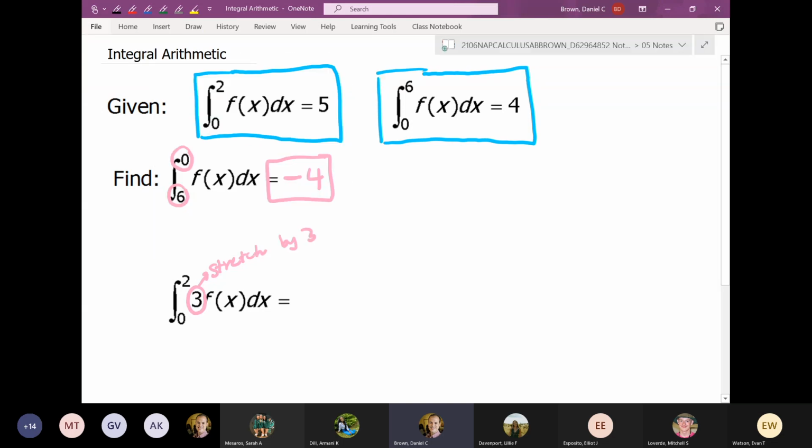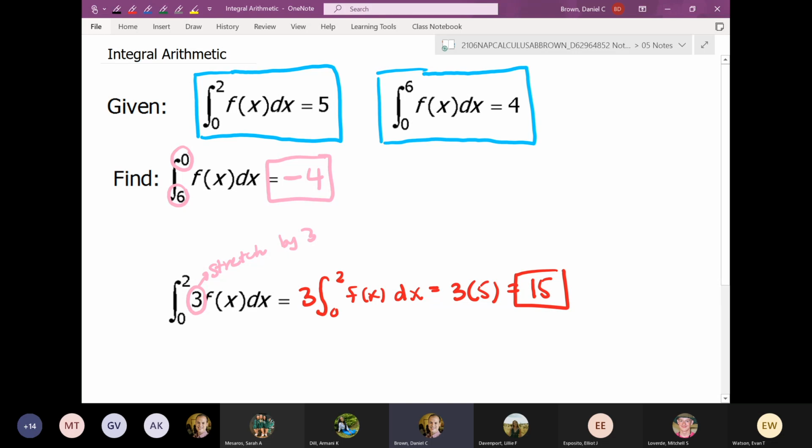I think a more obvious way to see this one is that just like with the derivative, coefficients carry straight across. So you cannot move variables outside the integral sign, but you can move constants or coefficients. So if I say 3f of x, that's the same thing as saying 3 times the integral of f of x. Well, the integral from 0 to 2 is 5, so this net area would then be 15.